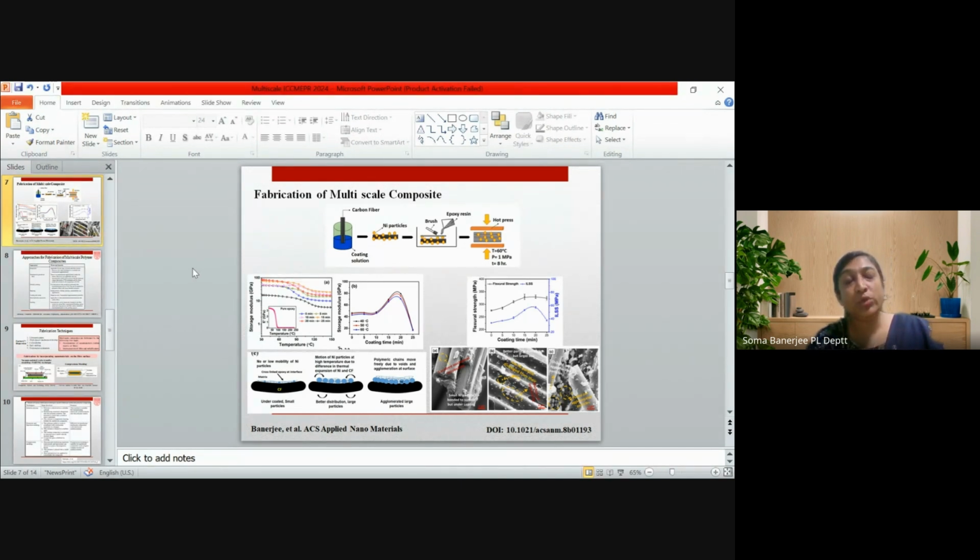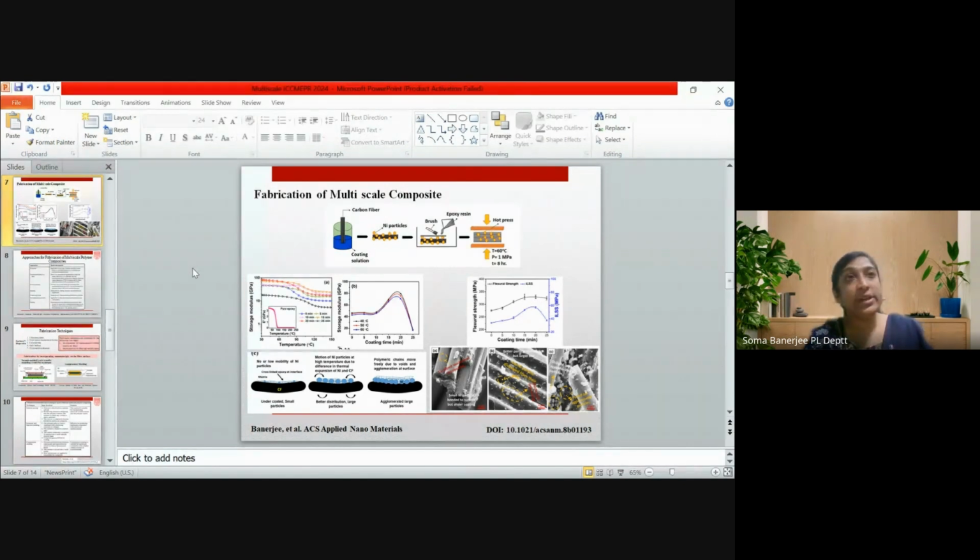And from the graph, we can see that when the coating time is 0, that is, we are not coating any nickel particles, then only the fiber and the composites are there. In comparison to that, as a reference material, when we are adding the nickel, we can see that the properties are found to be increasing. The modulus is found to be increasing.